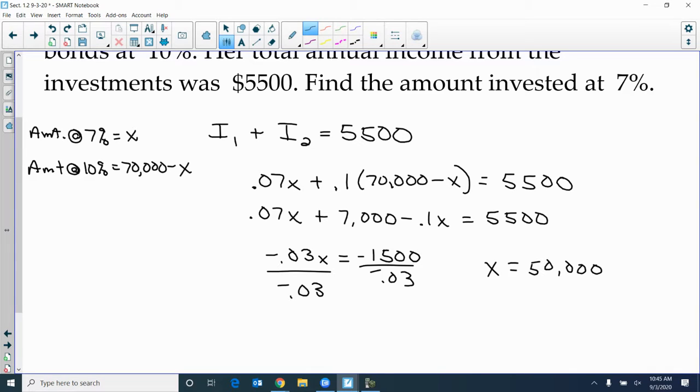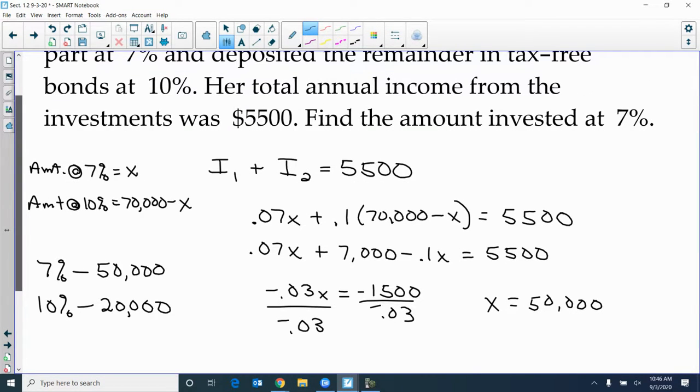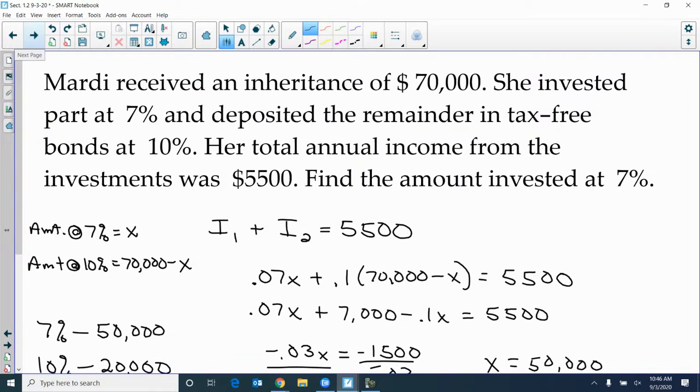So what do they want to know? Make sure you answer the question, because sometimes what you solve for doesn't necessarily answer the question directly. You might need to manipulate a few things. But the amount invested at 7% is 50,000. And even though it doesn't ask for it, that means the amount at 10% would be 20,000. Okay, so there you go. Use that common thing in those first two problems. One is X, the other is the amount minus X. All right, take a look at that third one.